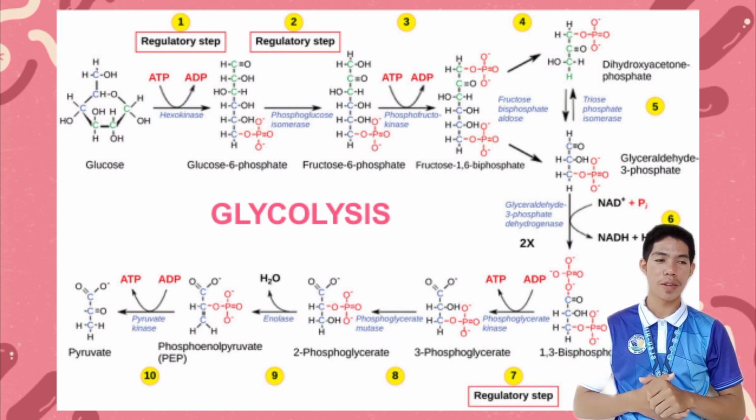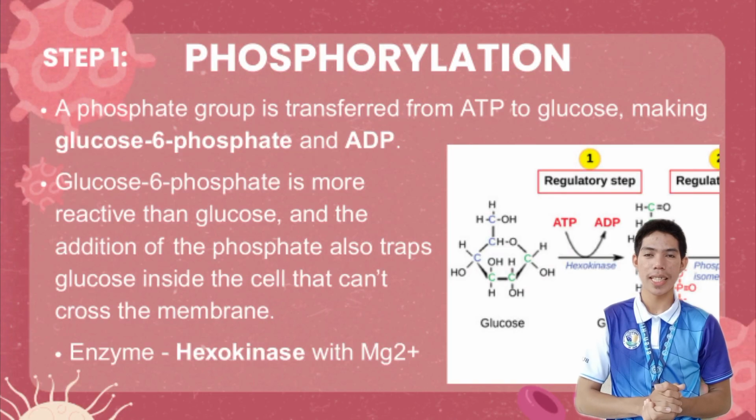As you can observe, there are many structures on it, right? And there are 10 stages or steps in glycolysis. But we're not just focusing on the structure. So let's begin with step 1 of glycolysis. Step 1, phosphorylation. A phosphate group is transferred from ATP to glucose, making glucose 6-phosphate and ADP.